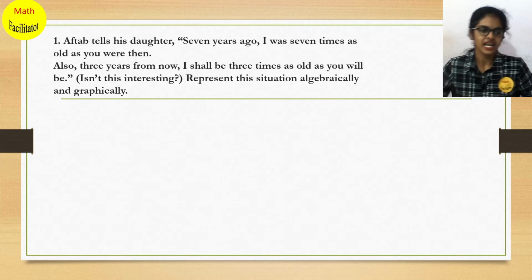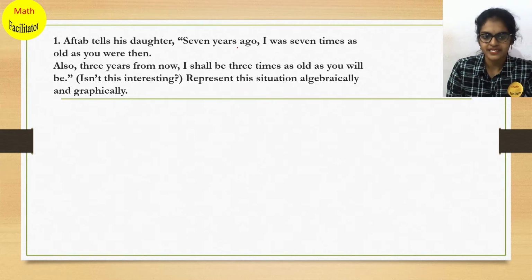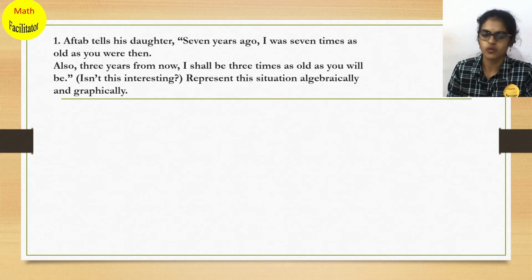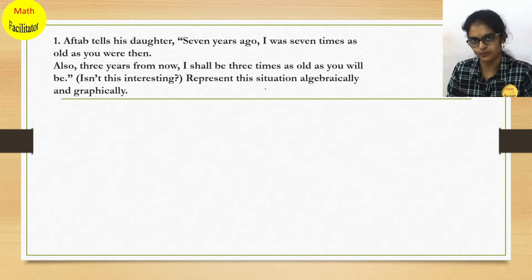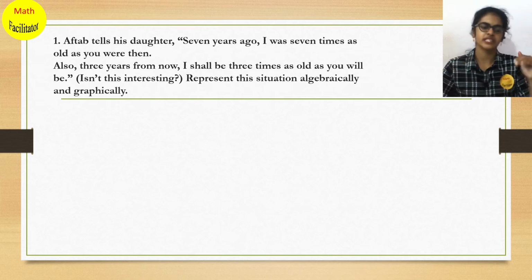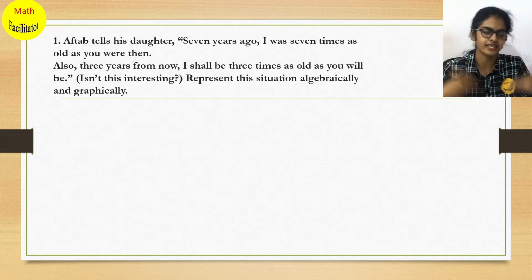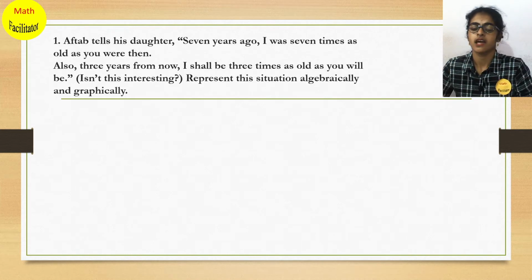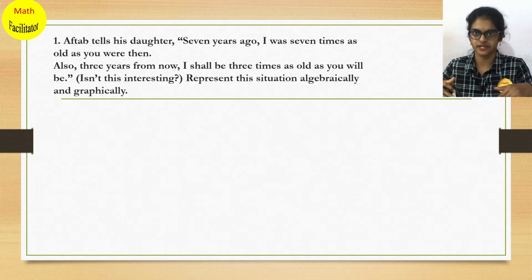So let's begin. Aftab tells his daughter, 7 years ago I was 7 times as old as you were then. Also, 3 years from now, I shall be 3 times as old as you will be. Now you have to represent the situation graphically and algebraically also. Graphically means you have to draw the graph and see how the equations are, whether they are intersecting, parallel, or the lines are coincident. And algebraically means you have to frame the mathematical statement and solve them, right?